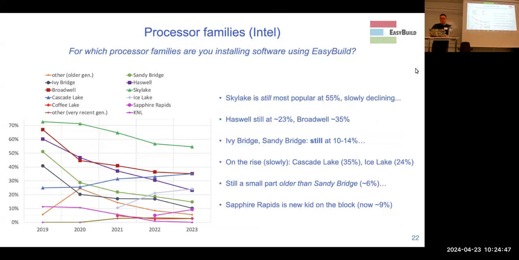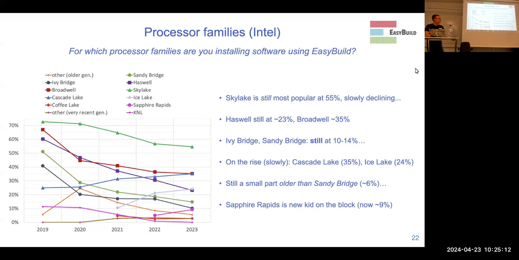What's interesting to me is that the older processors, Haswell, Broadwell, even Ivy Bridge, Sandy Bridge are sticking around. So people are not really killing their old hardware, at least some of them are not. That's definitely related to prices and being able to buy new hardware as well, of course. Cascade Lake and Ice Lake are seeing pretty good adoption. And Sapphire Rapids is coming.